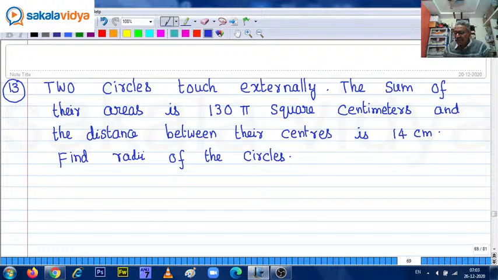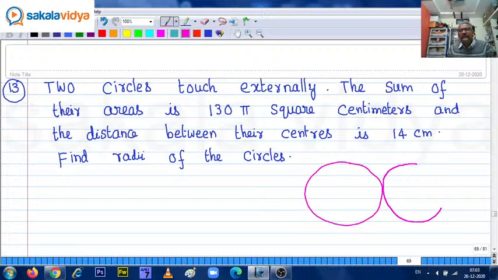Okay, let me first draw the rough diagram. This is a circle, say a second circle. They touch externally like this. Centers. You join these, this is called the distance between the centers. For example, radius R1, this is R2.